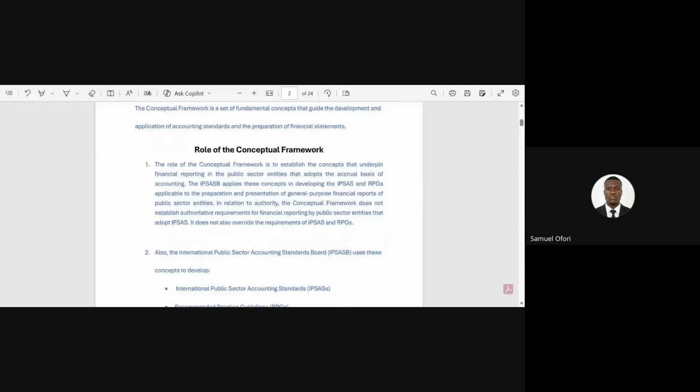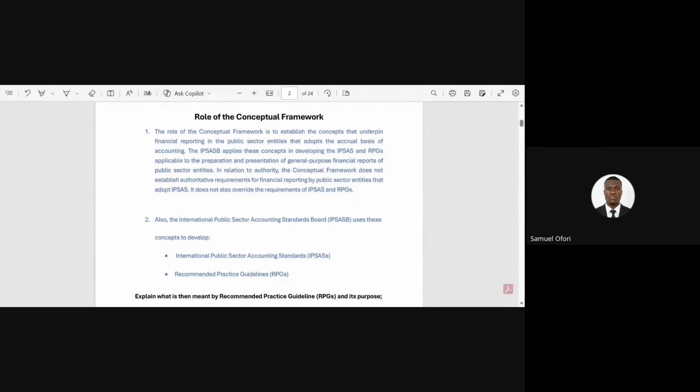As I earlier mentioned, the International Public Sector Accounting Standards Board uses this concept to develop the IPSAS, that's the International Public Sector Accounting Standards, and the recommended practice guidelines, that's the RPGs. The recommended practice guidelines. So I don't know if anyone has any questions for me now.